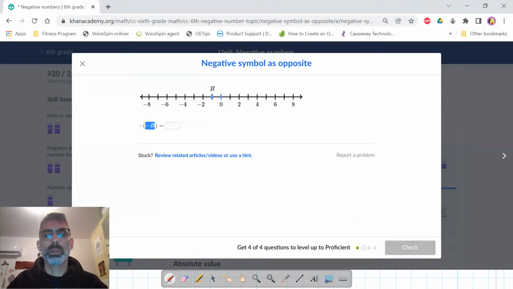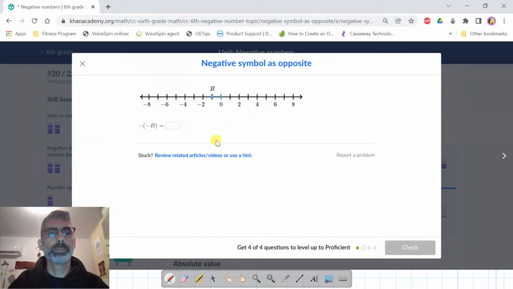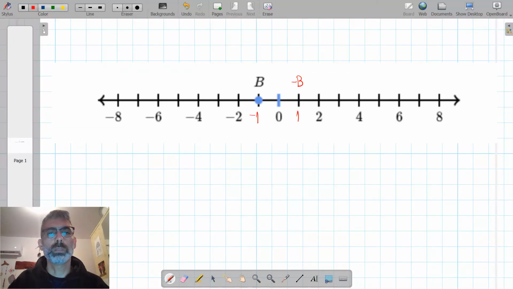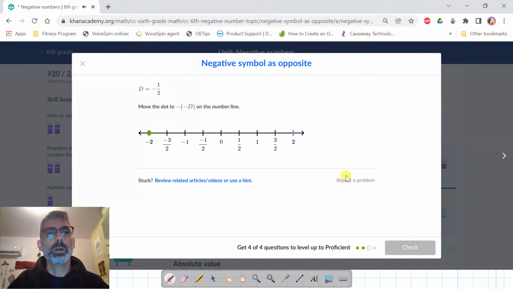Okay. But we have another negative sign here. So we are back to this point here. So this point here is negative 1. Okay, move the dot to negative of negative D.